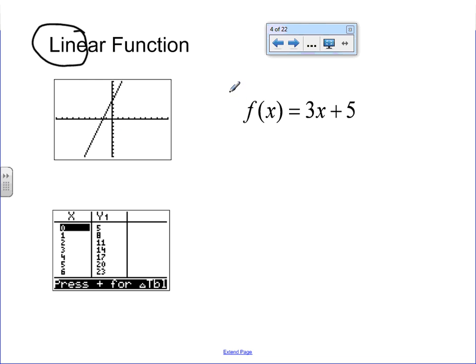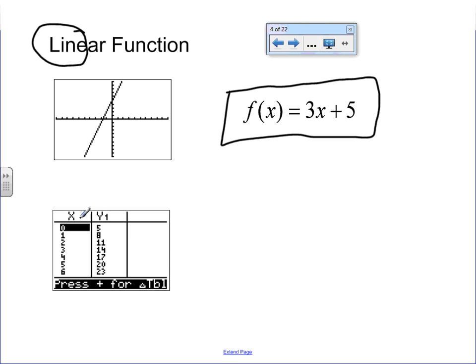When we look at an equation of a linear function, it typically takes a form like this: some number times x, plus or minus some other number. But the key is that x is just to the first power. There's just an x. There's no bigger thing going on with the x.